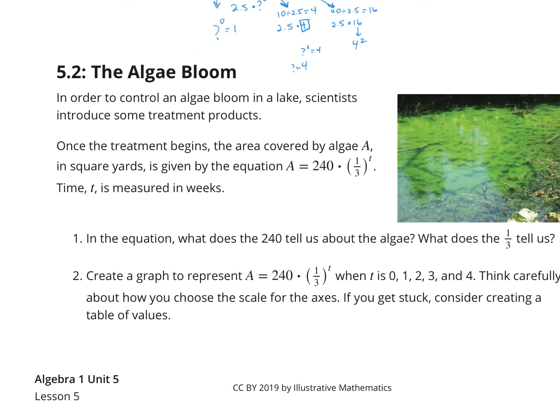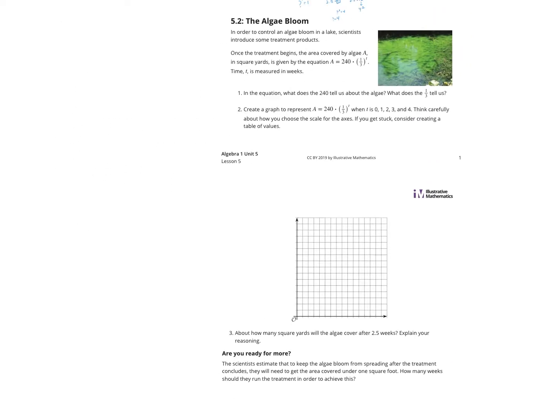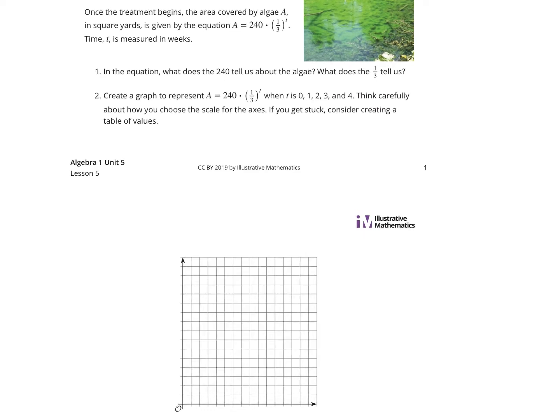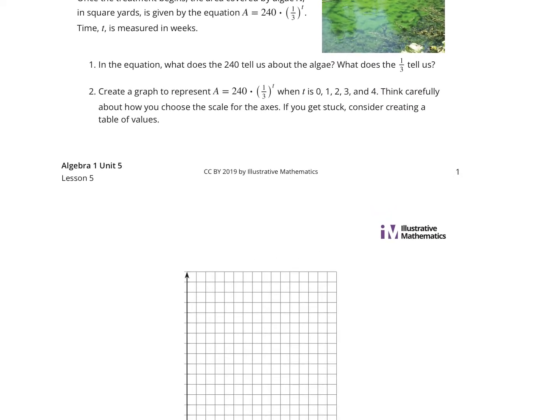All right, in this problem, it says, in order to control an algae bloom in a lake, scientists introduce some treatment products. Once the treatment begins, the area covered by algae A in square yards is given by the equation A equals 240 times 1/3 to the t power. Time t is measured in weeks. So go ahead and answer the 3 questions, and once you do that, you can come back to the video.